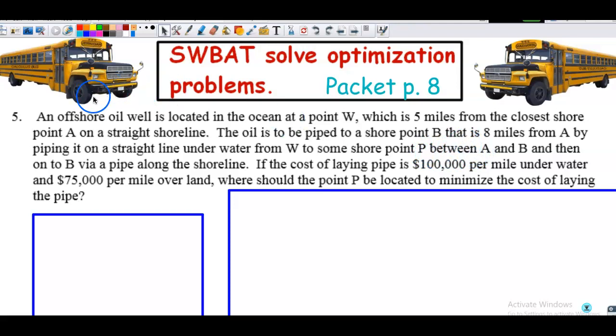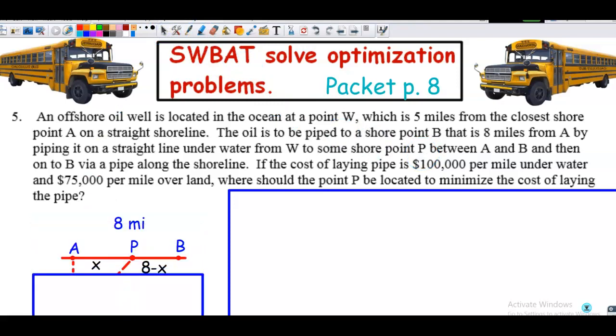So first of all, I'm going to create my shoreline, and then I'm going to put my oil well in the ocean at point W. So I have a point A, I have a point B, where the goal is that's where the oil is going to get pumped, and then we're going to have a point somewhere between A and B where we're going to pump the oil. So my diagram looks something like this.